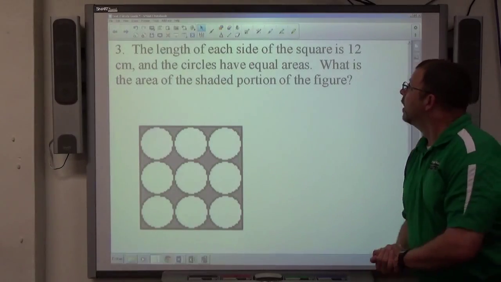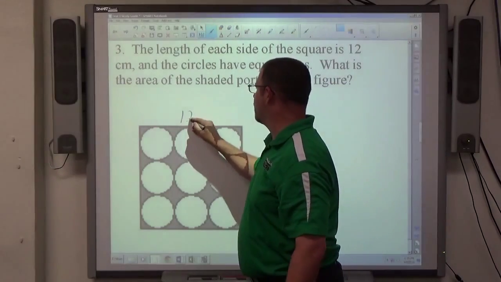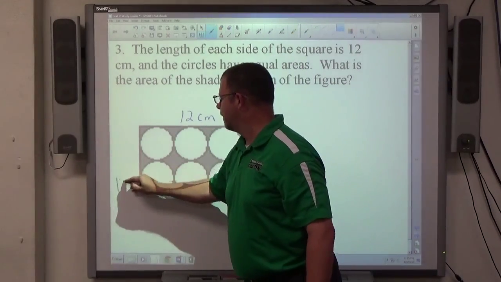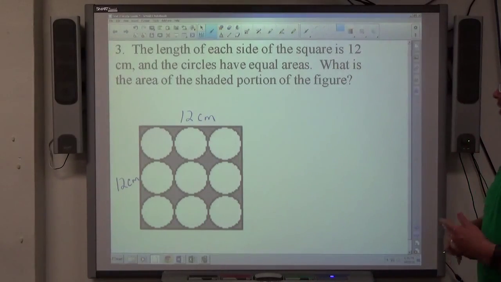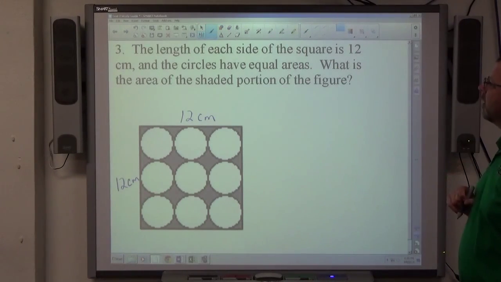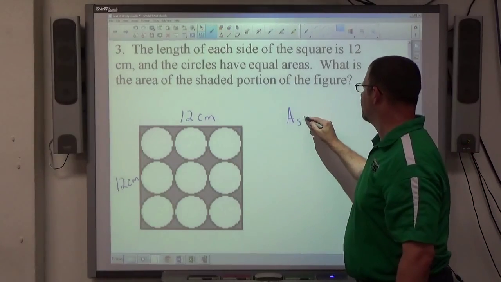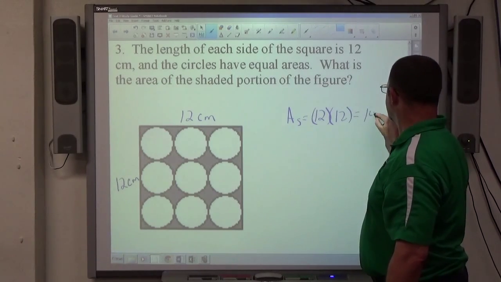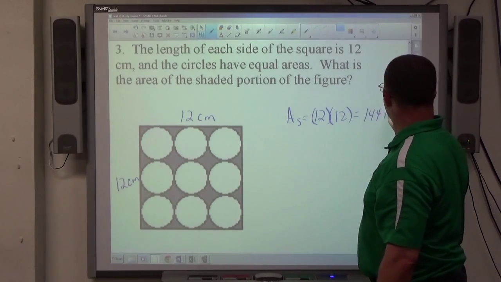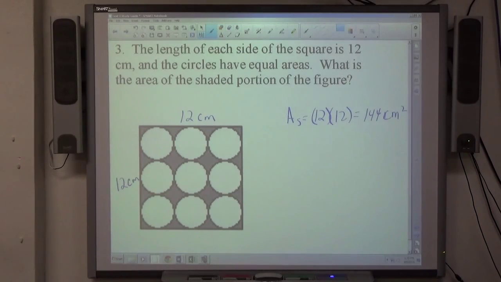Number 3. Length of each side of the square is 12 centimeters. So they've initially started us off with 12 centimeter sides. And the circles have equal areas. That means the radii of all the circles are equal. And then what is the shaded portion of the figure? Well, first of all, obviously the area of the square is going to be 12 squared, or 12 times 12. Take your pick.